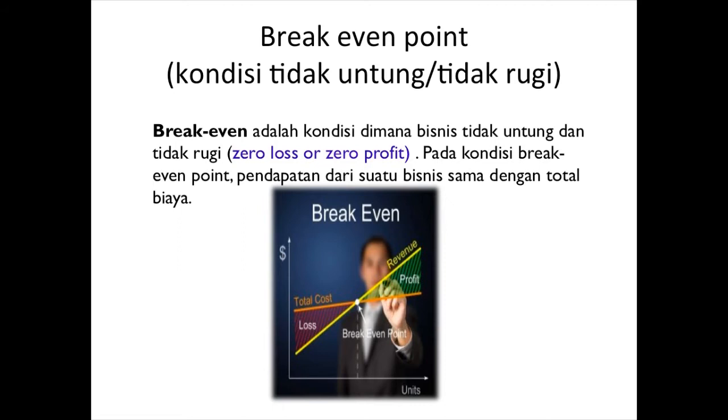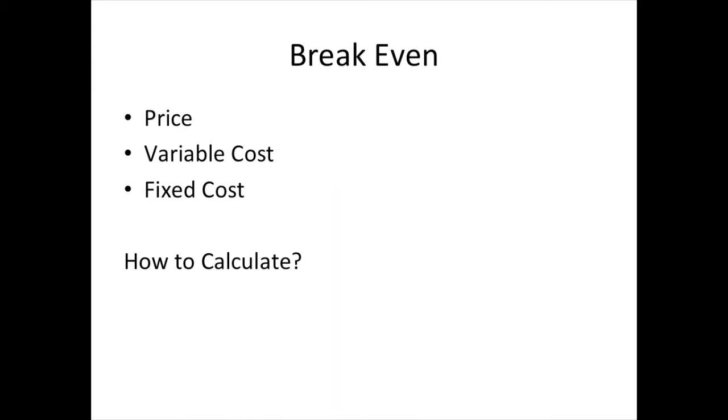When we take a look at the calculation, you need to know the price per unit. And then the variable cost is per unit. You might consider the variable cost as the cost of goods sold, or COGS, per unit.